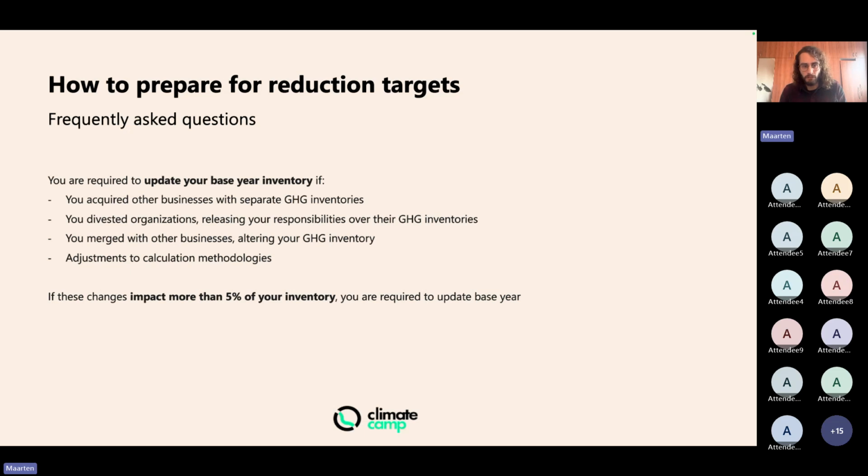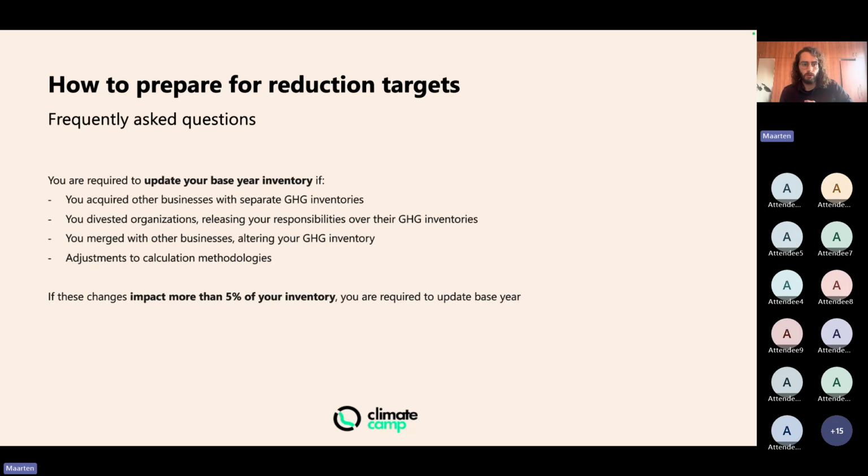Now, some FAQs when it comes to base year. It can be that you need to update your base year inventory. When? In a couple of cases. You've acquired other businesses that have separate GHG inventories. You divested organizations, so they're not in your portfolio anymore, releasing your responsibility over their GHG inventory. You merged with other businesses, which alters your GHG inventory, or you made major adjustments to calculation methodologies. So spend-based to activity-based, the large difference in primary data use in your activity-based methodology.